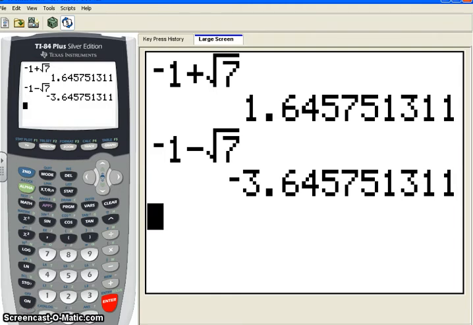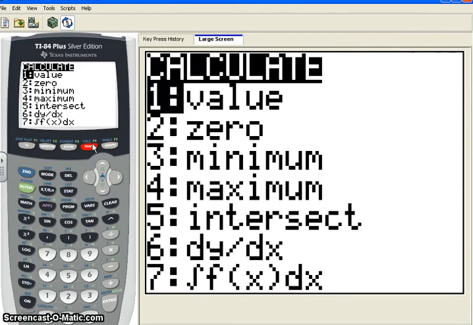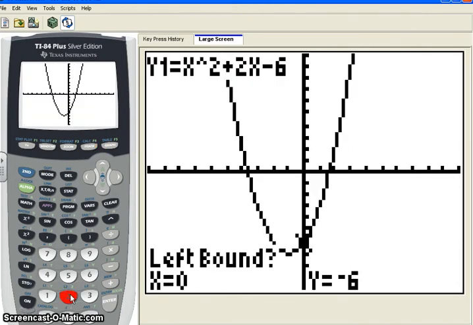So if we plug those numbers back into our original equation, we would get a 0 as an output. And those values of 1 point something and negative 3 point something match up with our graph there. If I wanted to know those decimal values off the graph, I can still do that by going second trace 0, or number 2, which will give me the zeros.